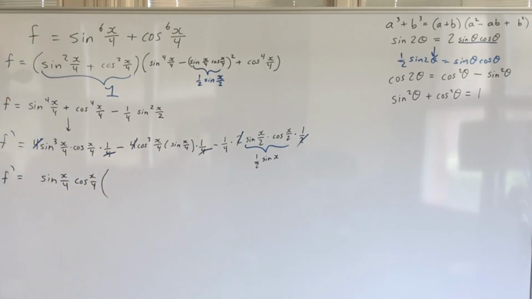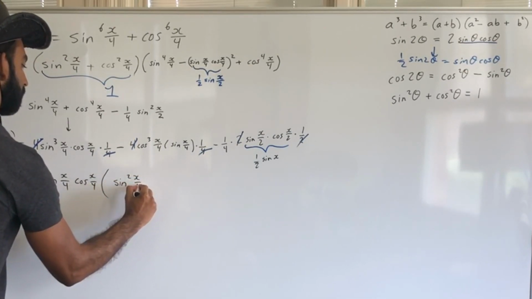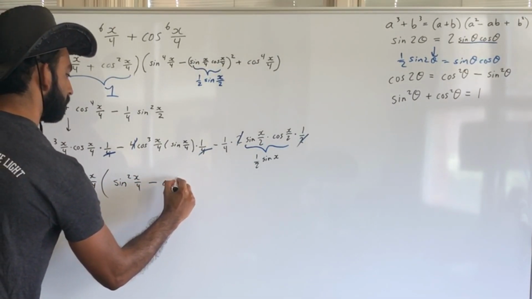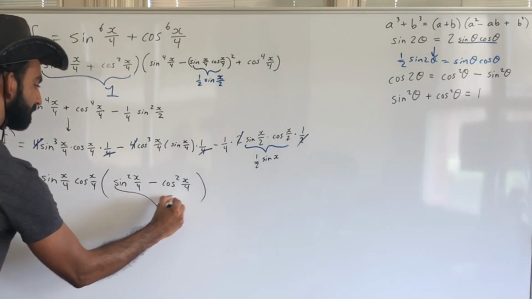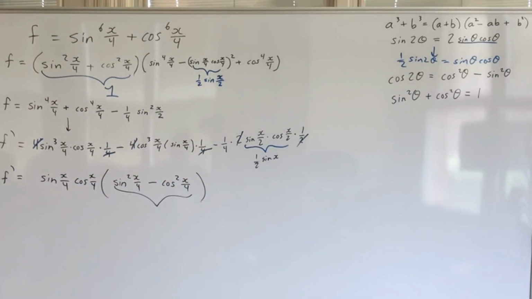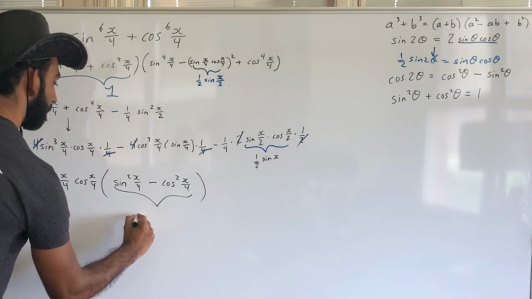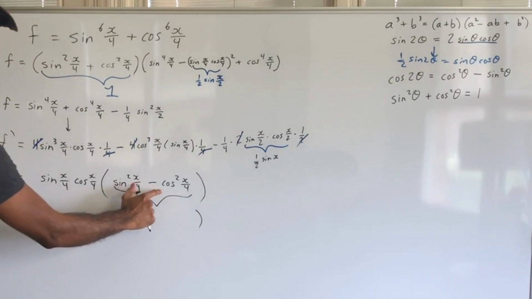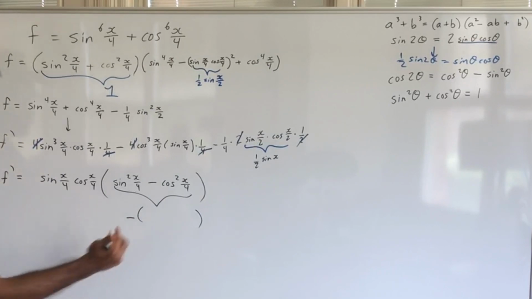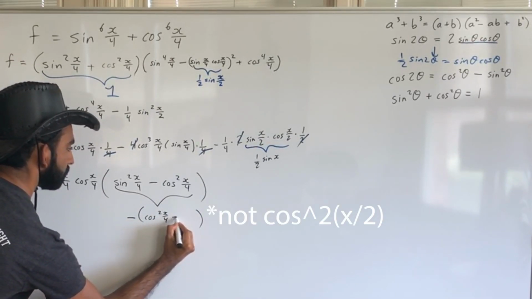And that's all times sine squared of x over 4 minus cosine squared of x over 4. Now, this isn't precisely in the form cos squared minus sine squared. But I can get something that looks like it if I just factor out a negative. Negative cosine of 2 times x over 4.